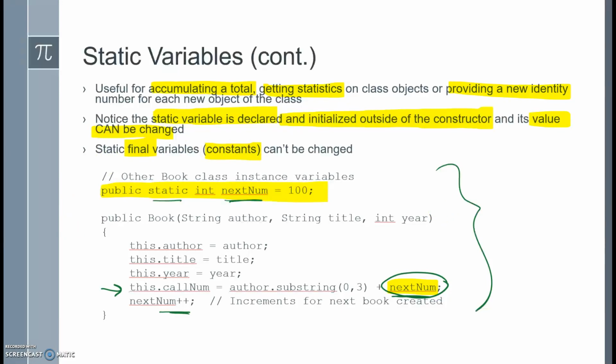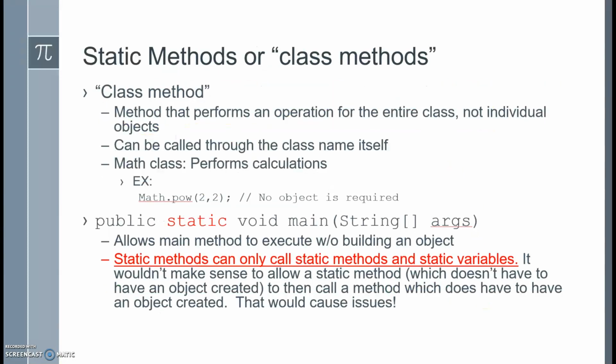All right, so with regards to static methods, a static method is what we call a class method. And this is a method that performs an operation for the entire class, not an individual object. And a great way to think of this is sometimes there is a certain task that needs to be done for every single object, and the specific object is not necessary, or maybe object data is not necessary. That's when you can have a static method. And when we call this method, it is called through the class name.